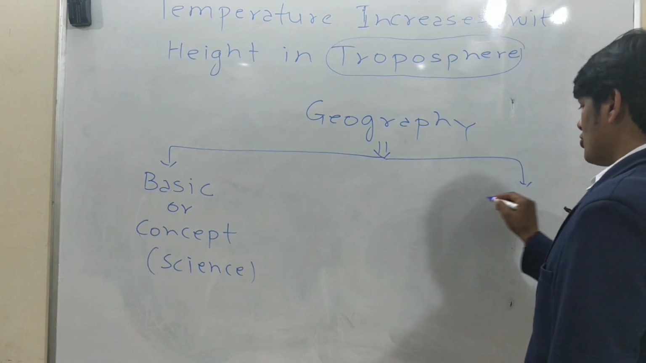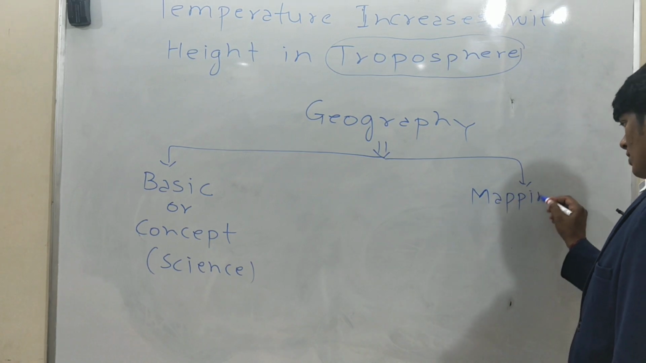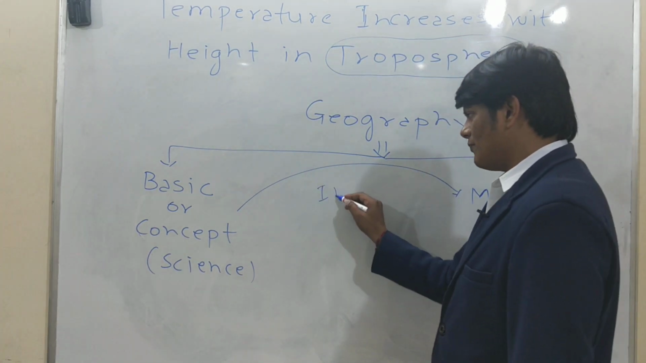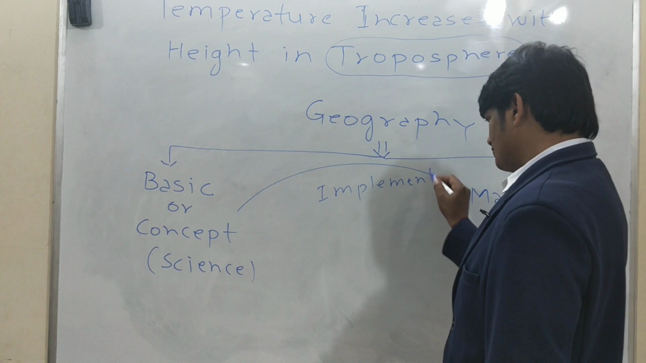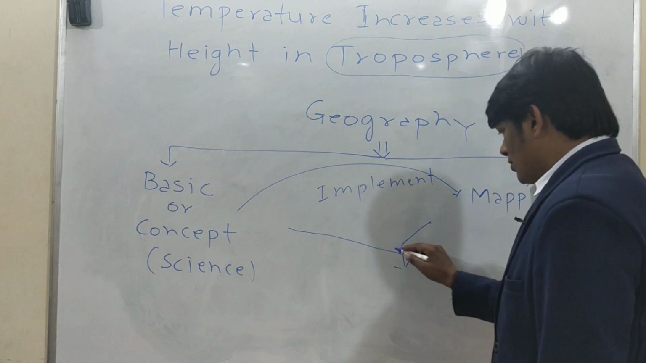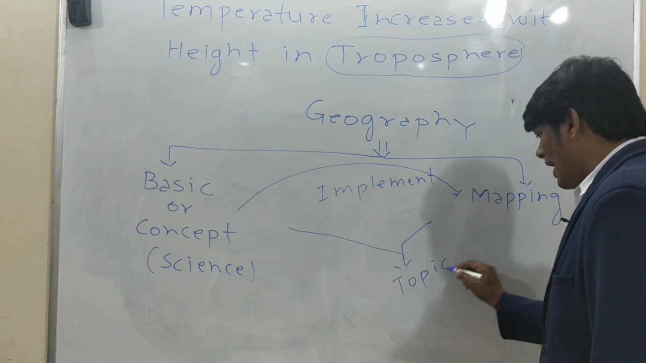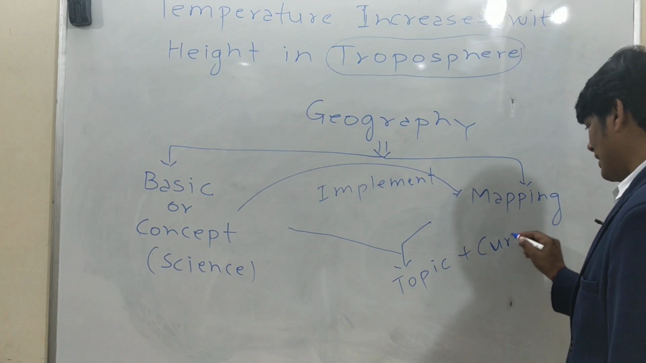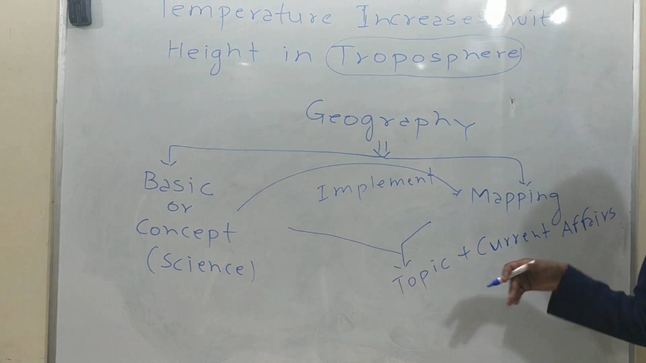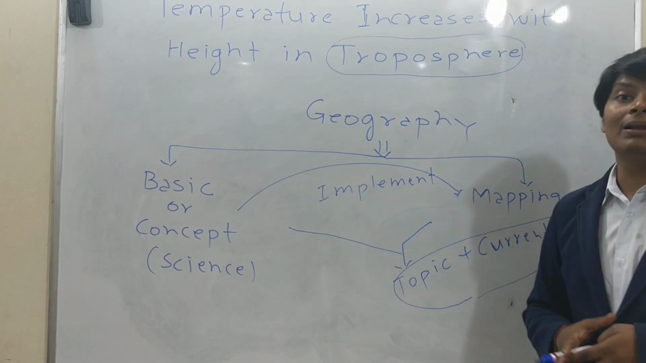So the second part of my way of teaching geography will be mapping. This basic concept we have to implement on the mapping. After this, for the topic which we read, we have to add current affairs, and after adding current affairs, we will be able to complete this topic, whatever that topic may be.